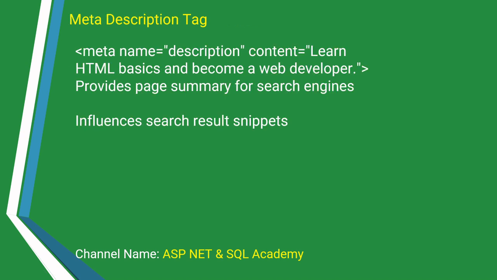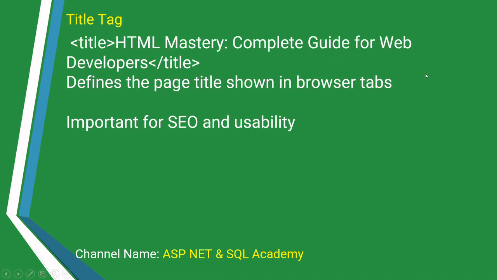The description meta tag gives a brief summary of the page content. Search engines often display this summary in search results, making it important for SEO. The title tag sets the web page's title shown in the browser tab. It is also crucial for SEO because search engines use it to understand the topic of your page.